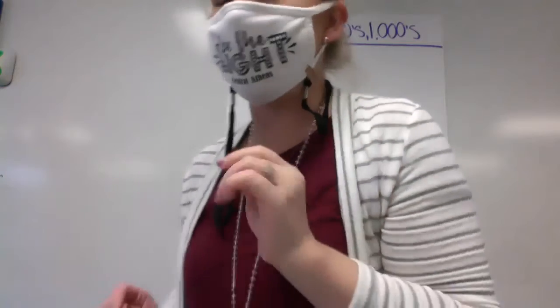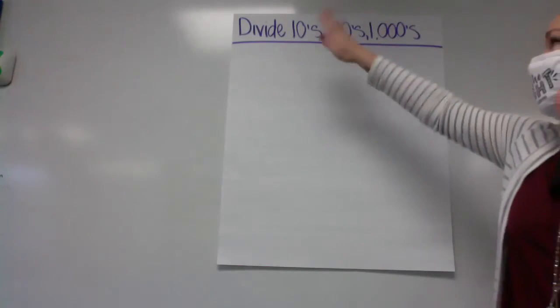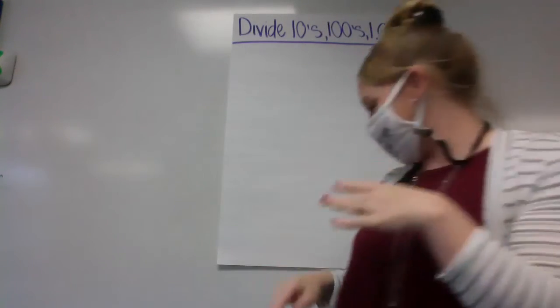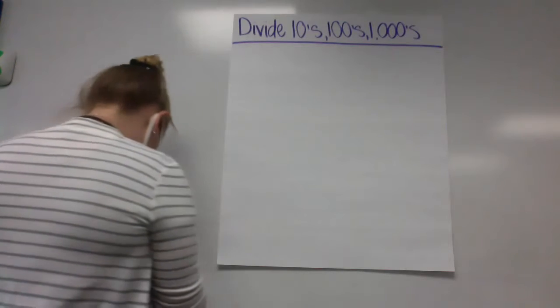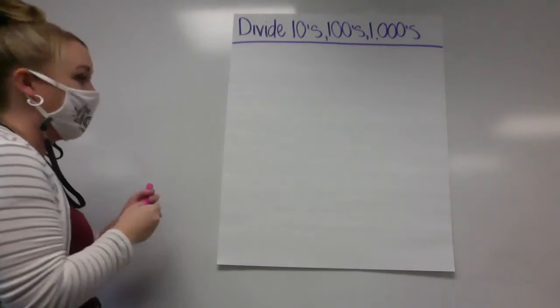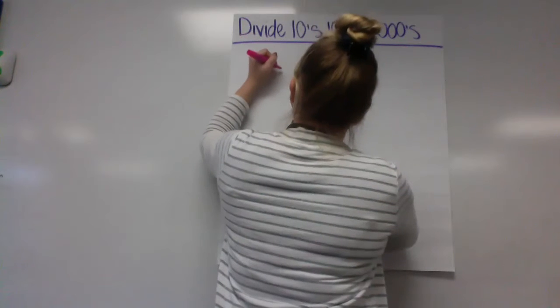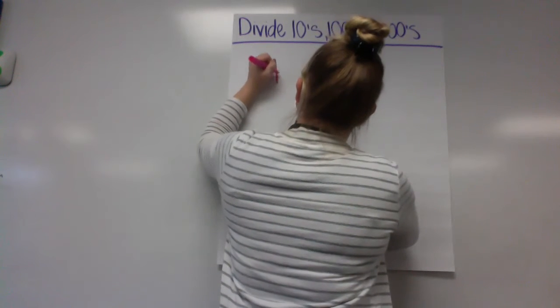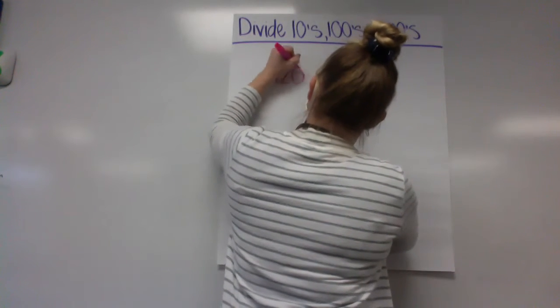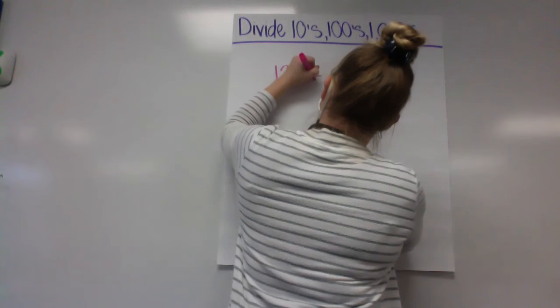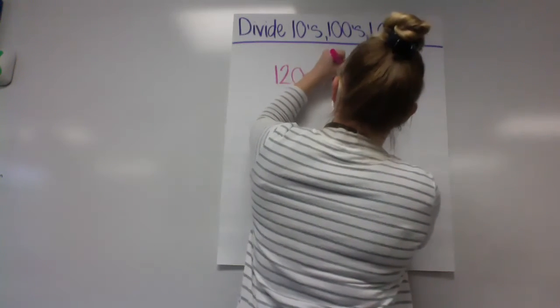Okay, so let's get into it. We're going to divide by tens, hundreds, and thousands today, all right? So let me put up a little division problem. We're going to do 120, so write this in your journal. We're going to do 120 divided by 4, okay?